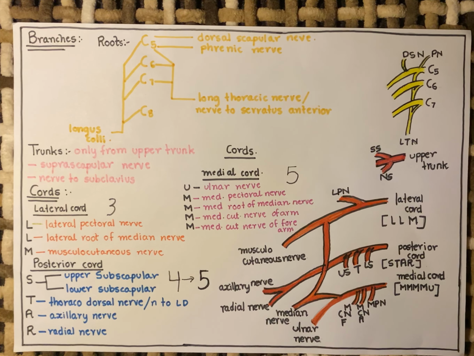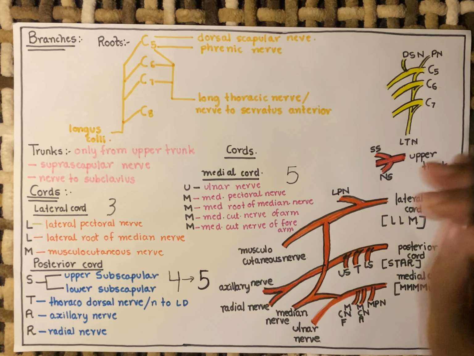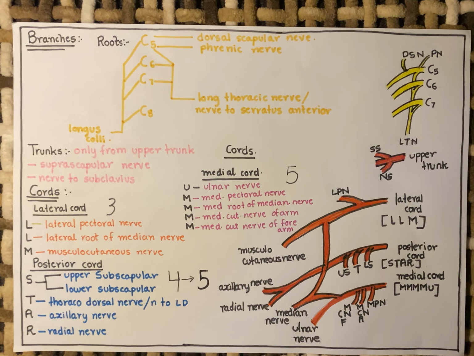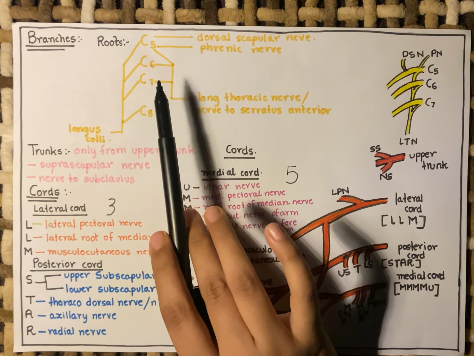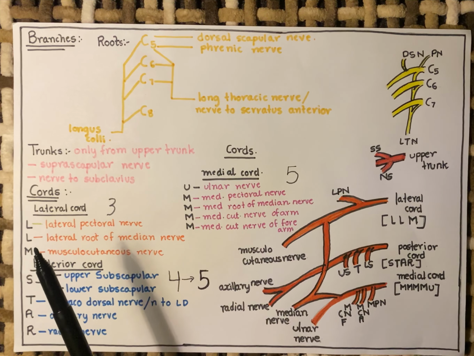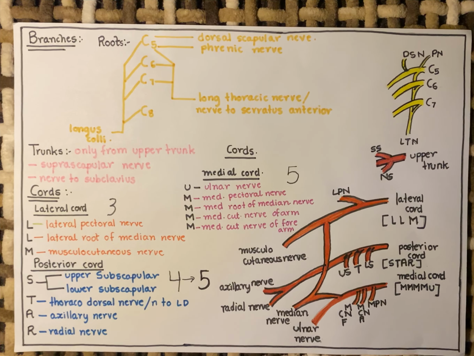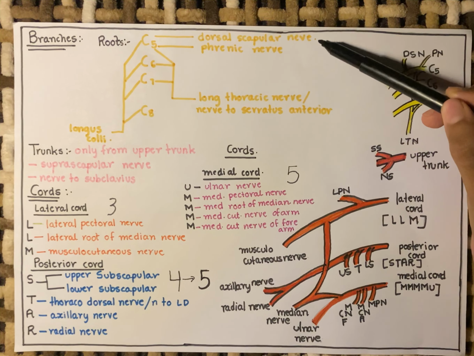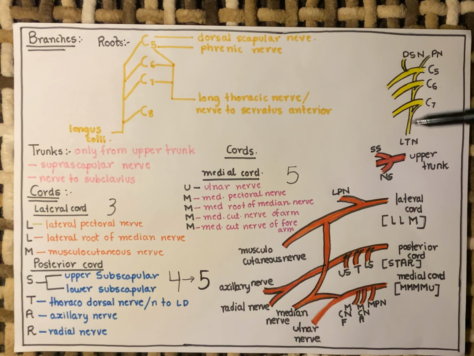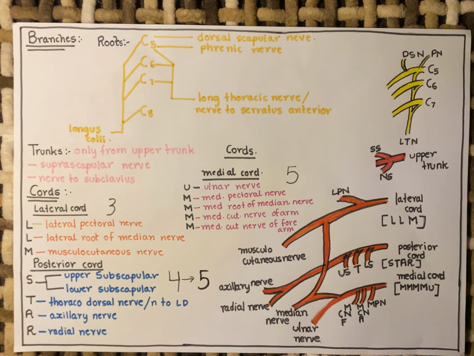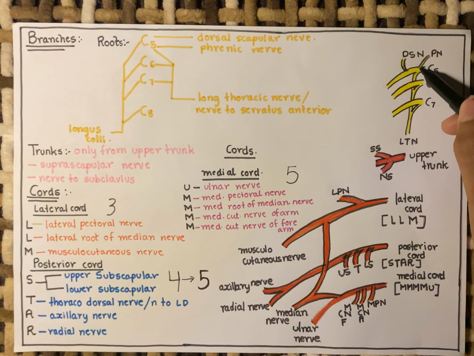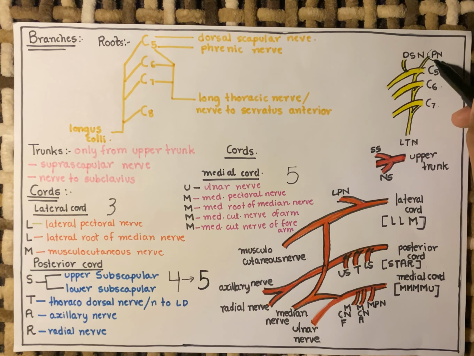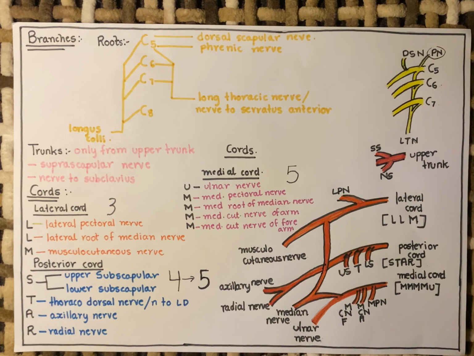Now, what branches do roots give us? We know that brachial plexus is going to be formed by 5 roots: C5, C6, C7, C8 and T1. From C5 alone, we have 2 nerves arising. First is going to be the dorsal scapular nerve, and another one is going to be the phrenic nerve. Okay, from C5 we have 2 nerves arising, which are going to be the dorsal scapular nerve and the phrenic nerve. Please have a look at the diagram over here.